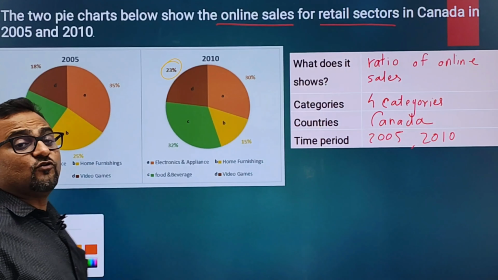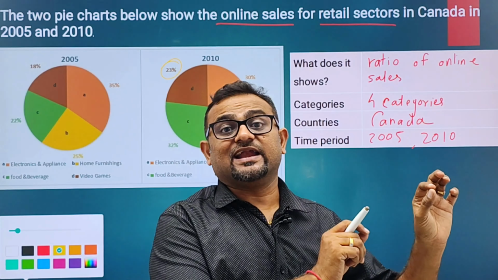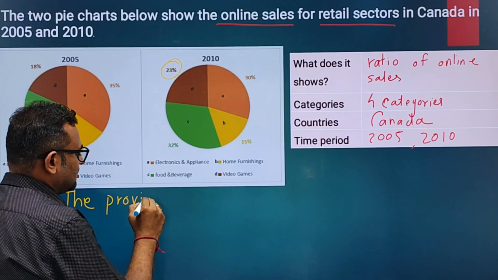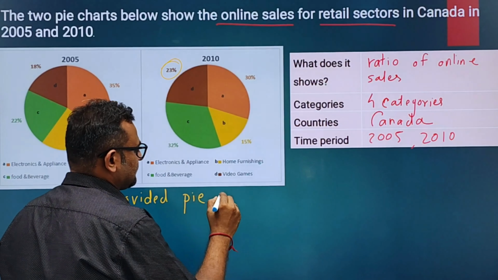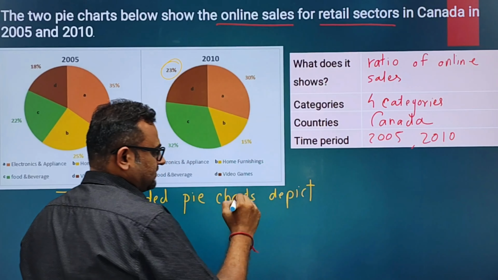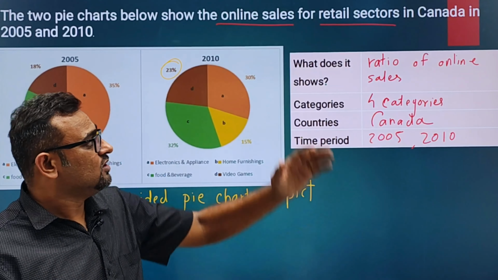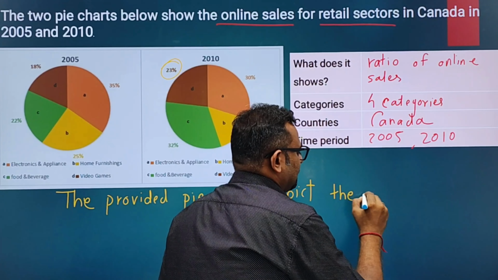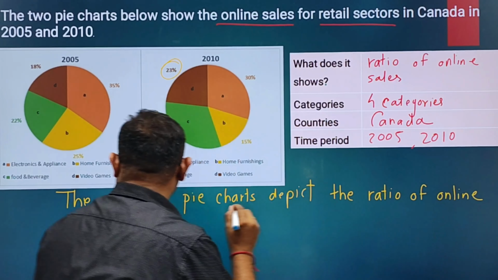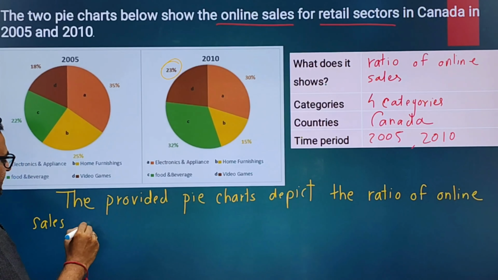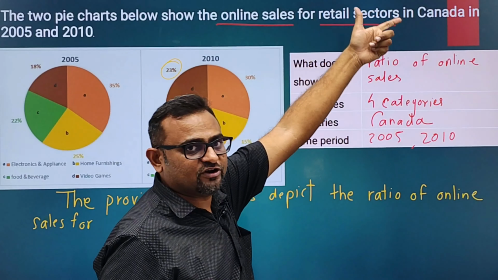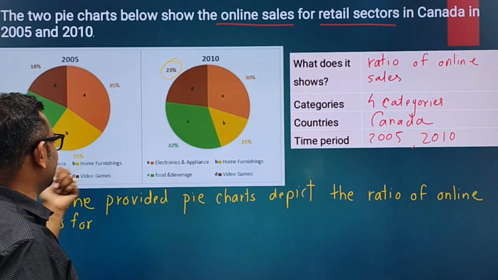Okay, so now let's explain what the format is. The provided pie charts depict the ratio of online sales for retail sectors. Instead of saying retail sectors, I will list them out.